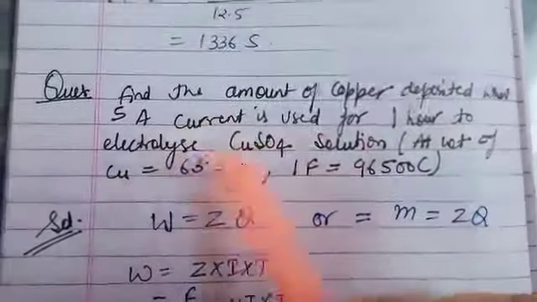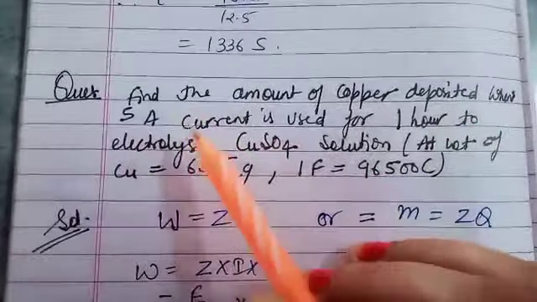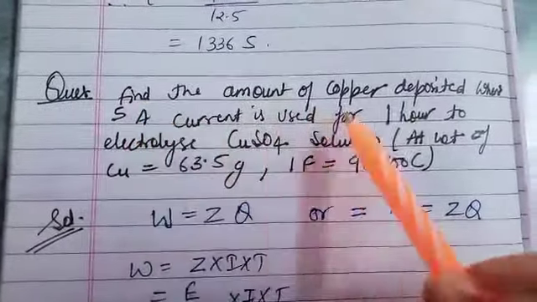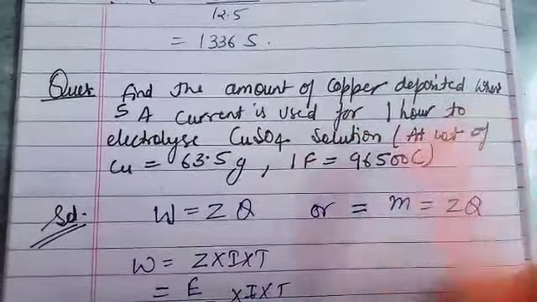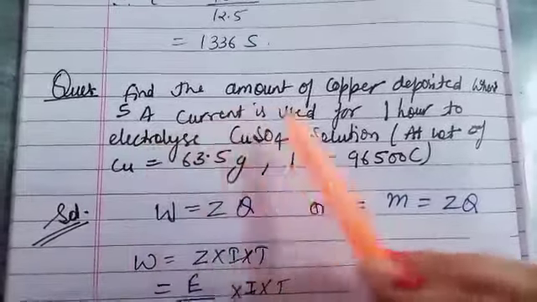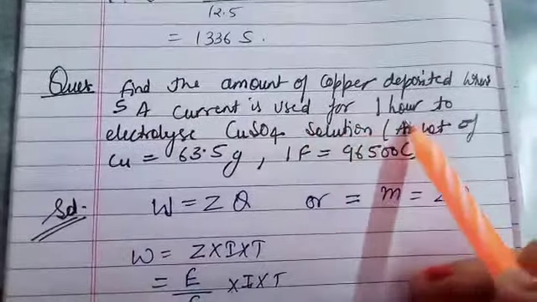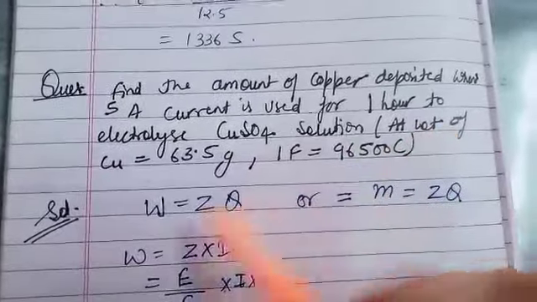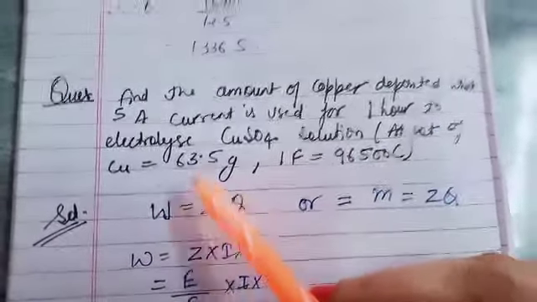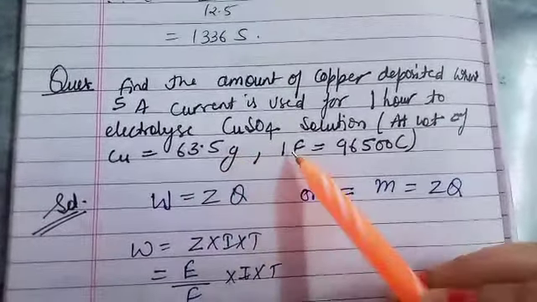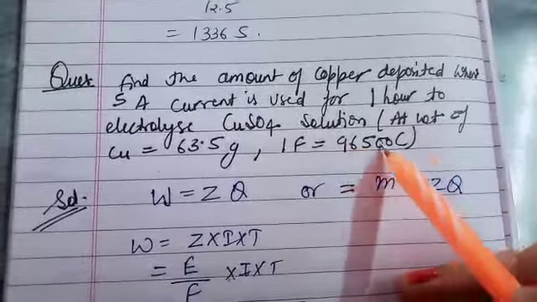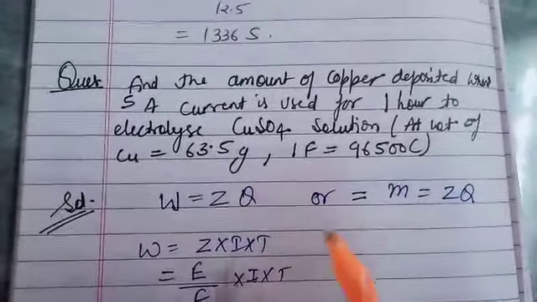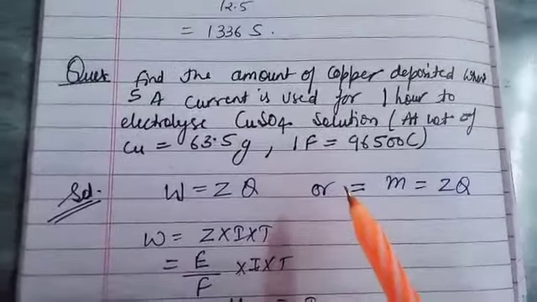Okay, now just see, this question you have to solve. This is the same question, only the amount is changed. Find the amount of copper deposited when 5 ampere, just see, the current has changed, is used for 1 hour to electrolyze CuSO4 solution. The atomic weight of Cu is given to you, 63.5 gram, and 1F is equal to 96500 coulomb. This question is the same. Try and solve it and send your answer to me also.